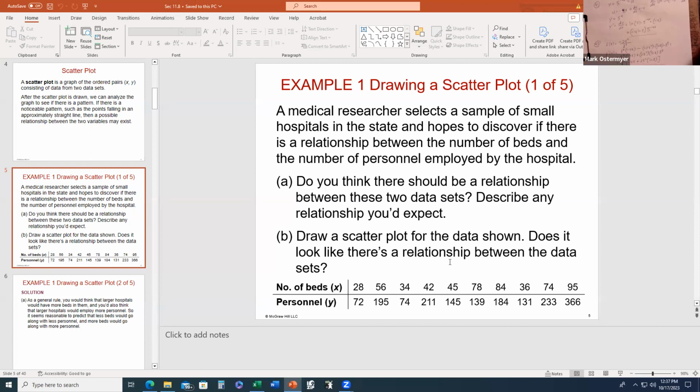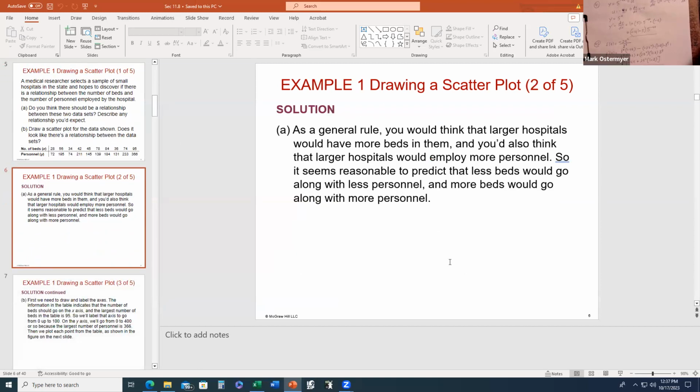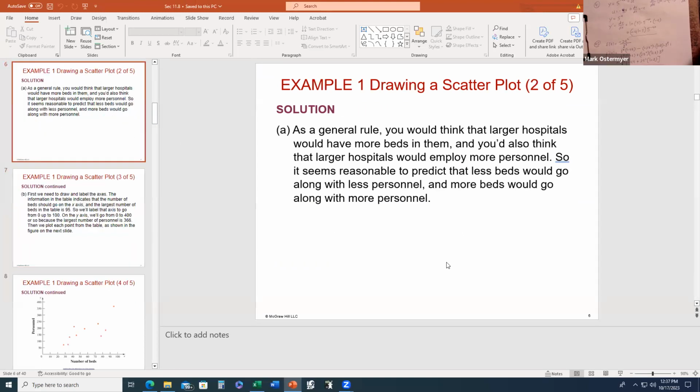We will take these ordered pairs and plot them in the XY plane, and then take a look at the plot, called the scatter plot, to see if there's any discernible relationship that exists between X and Y. Part A says that, just as we suspected, there probably should be a relationship between the number of beds a hospital has versus the number of employees. It seems like that would be a direct relationship.